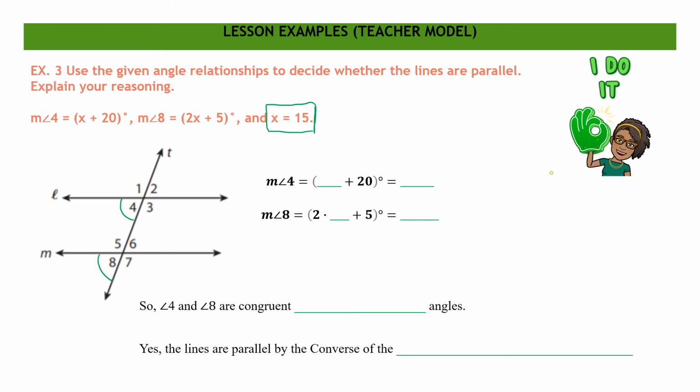So first I have to show what type of relationship these two angles have before I can prove the lines are parallel. And we can do that by using the value of x to plug back into both of the expressions that were given for the angles. So the measure of angle 4, we know is x plus 20, but to substitute x, we're going to put in 15. And I know 15 plus 20 gives me 35. So I know the measure of angle 4 is 35 degrees.